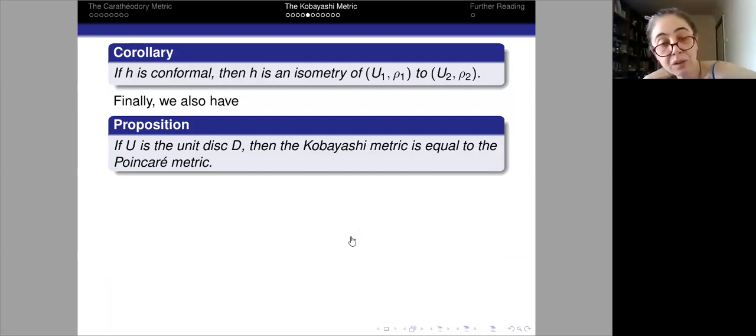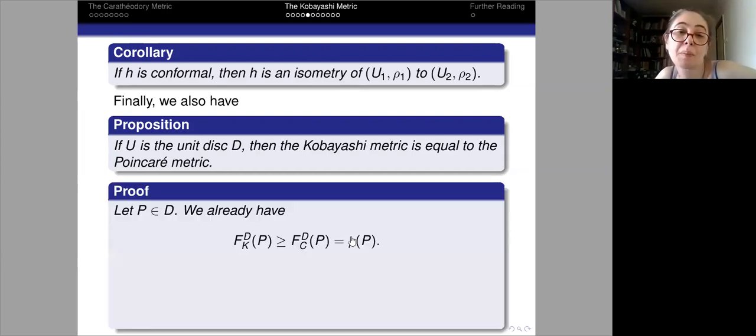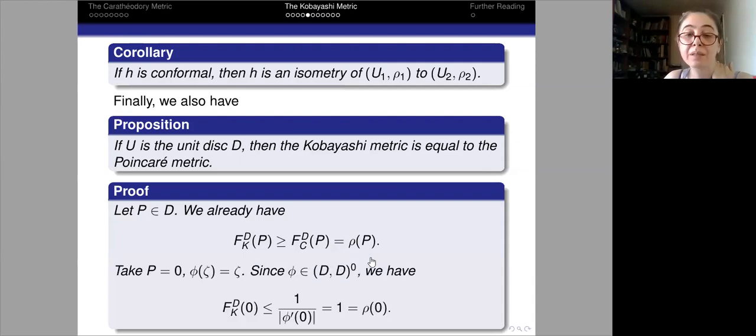when we are using the unit disk as our domain, then the Kobayashi metric is equal to the Poincaré metric. For the proof, we take a point in the unit disk. We already know that the Kobayashi metric at the point p is greater than or equal to the Carathéodory metric at that point, and that it is equal to the Poincaré metric. So we take p equal to zero, phi(zeta) equal to zeta.